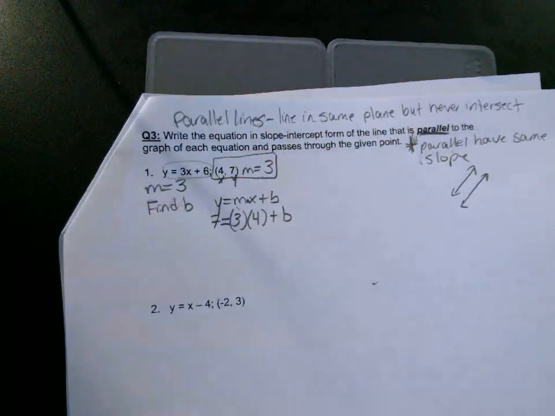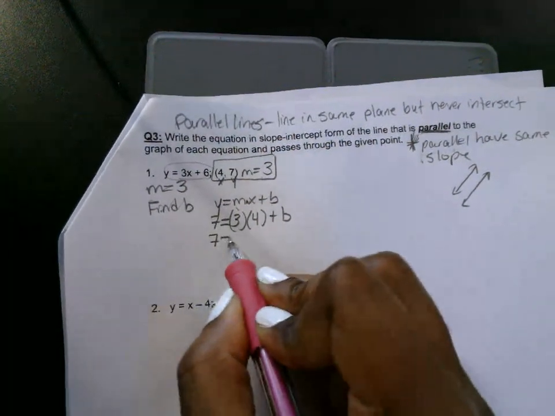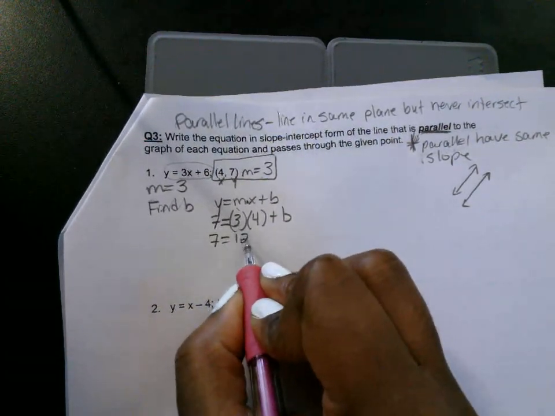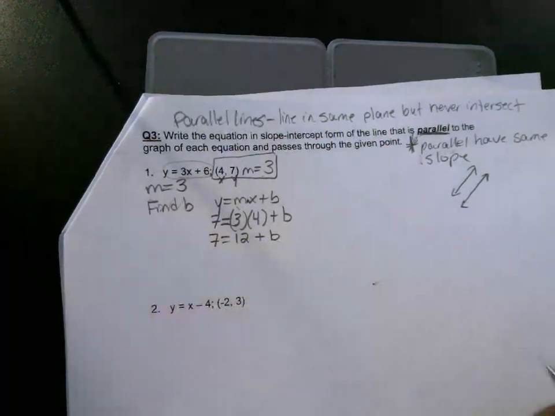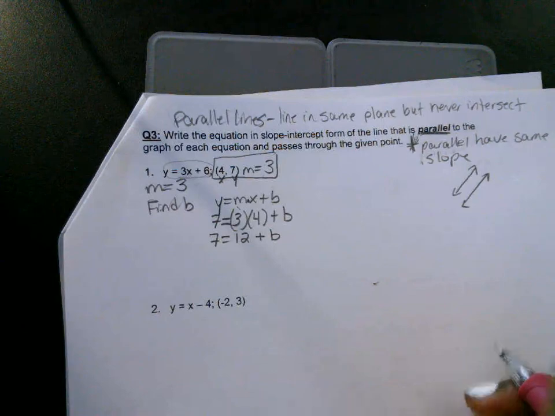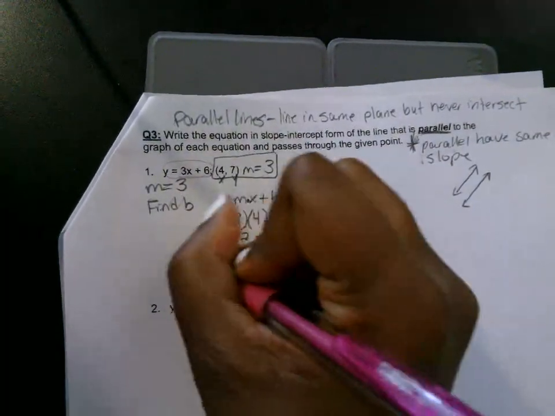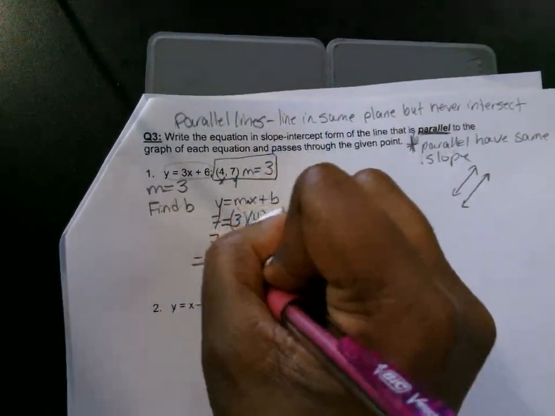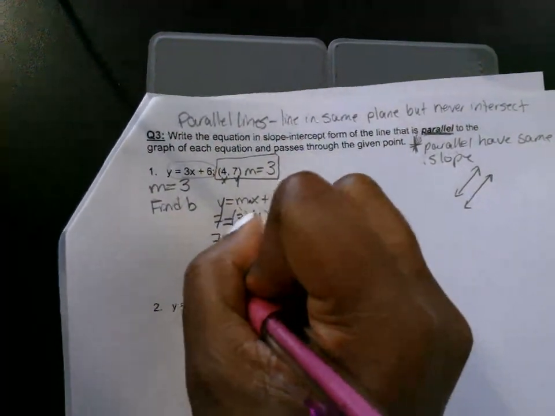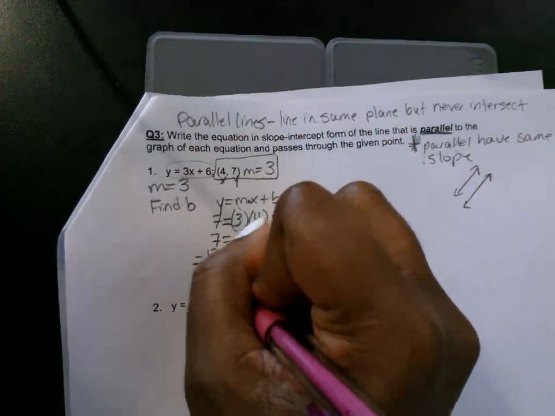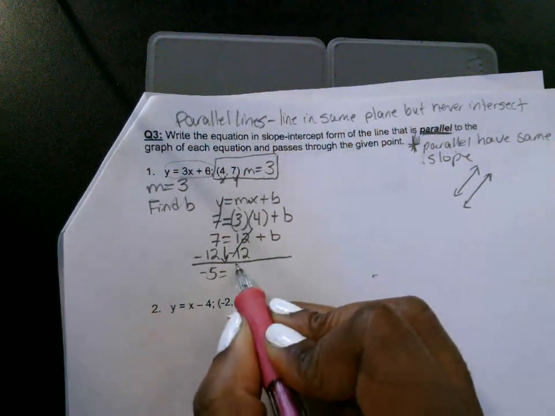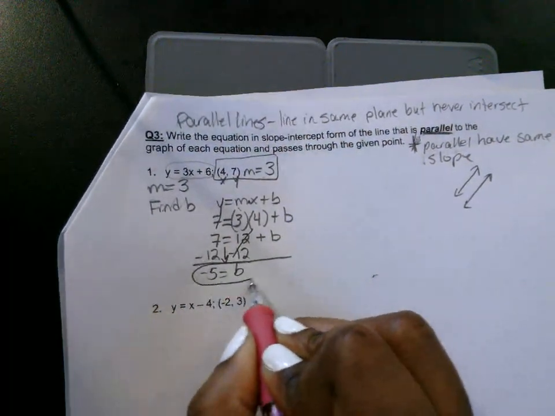So now here we bring down the 7. We multiply 3 times 4. What's 3 times 4? 12. We have 12 plus b. Now we're going to solve for b. How do we get b by itself? Subtract 12 from both sides of the equation. What is 7 minus 12? -5. Bring down the equal. 12 minus 12 is 0, and we're left with what? -5 is equal to b.